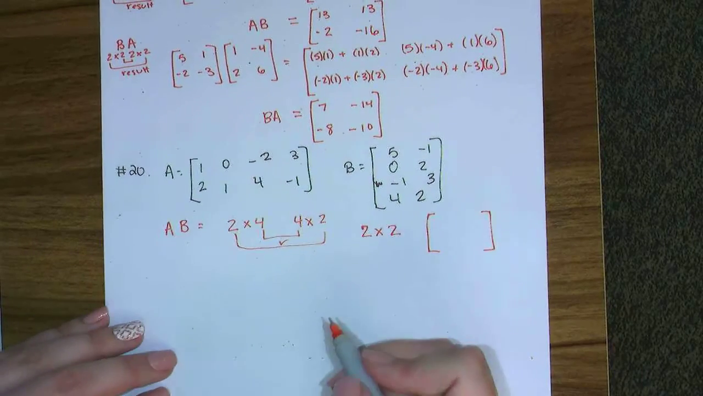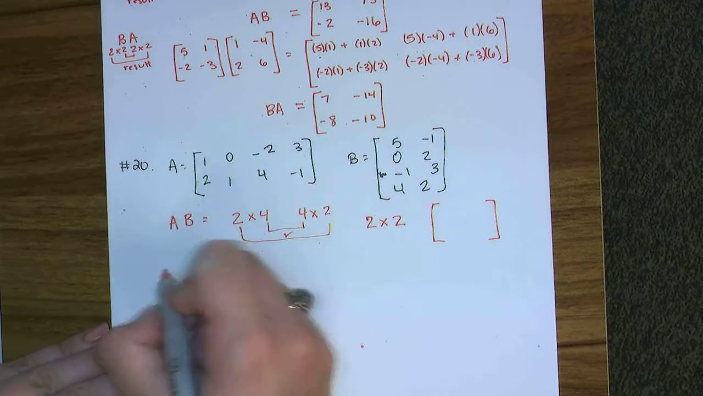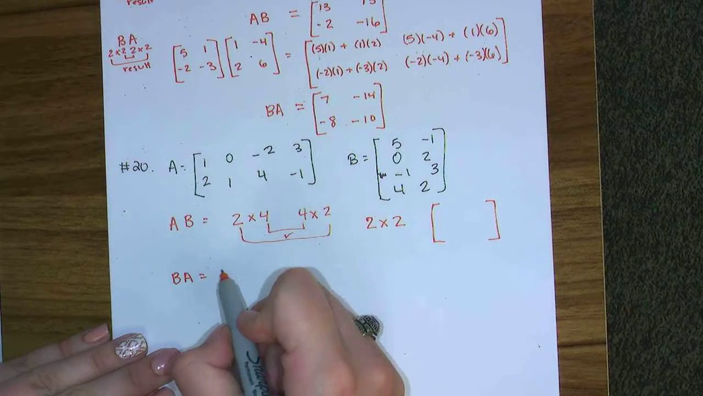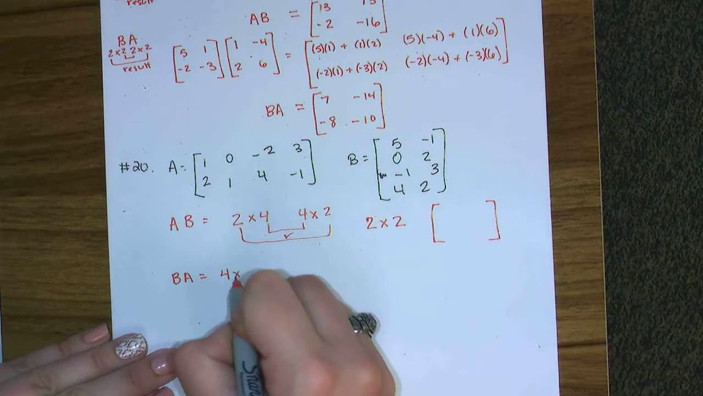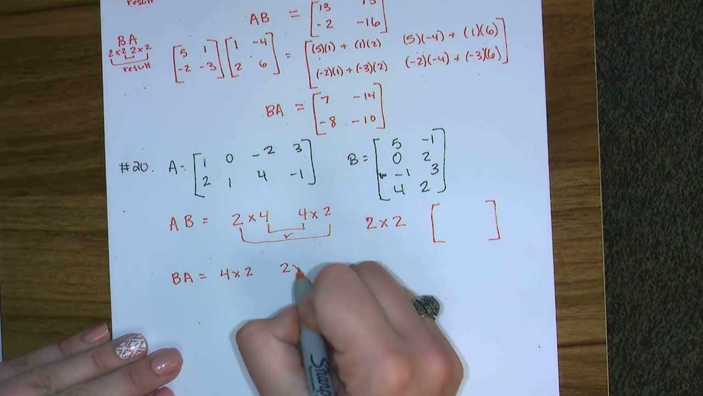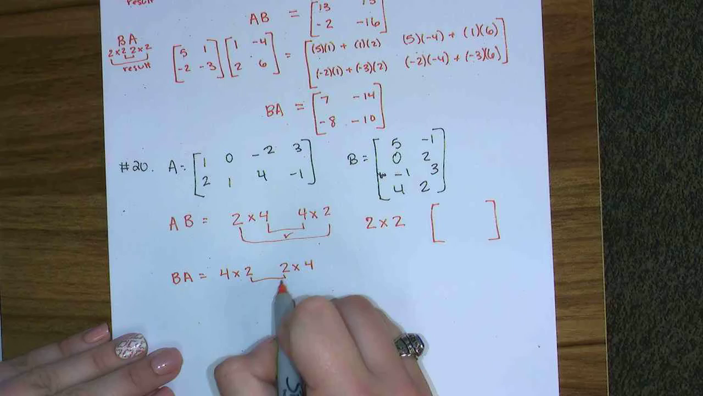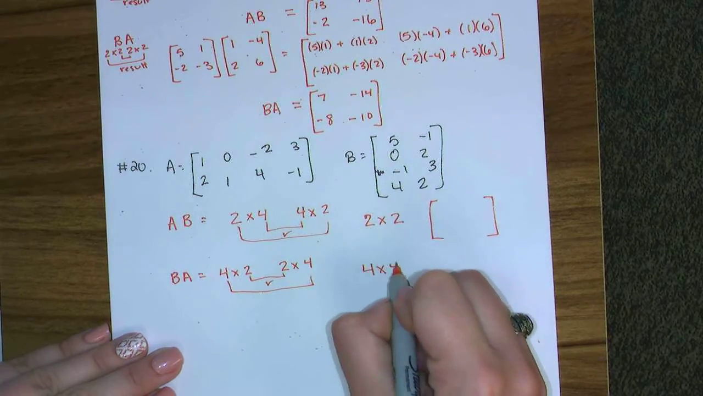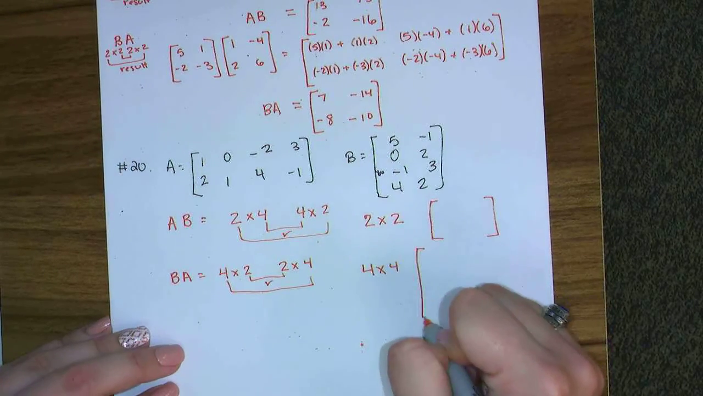Go ahead and set up B times A, and then we'll do both of these in the calculator at the same time. So B was a 4 by 2, and A was a 2 by 4. These two match, so the resulting is going to be a 4 by 4, meaning this is going to end up being a big matrix when we do it.